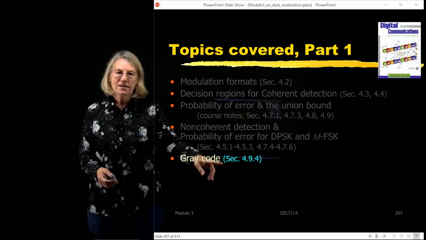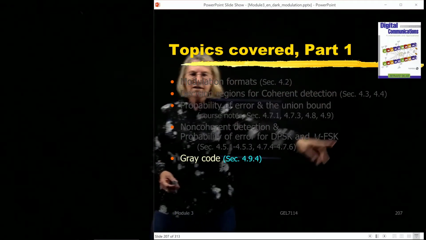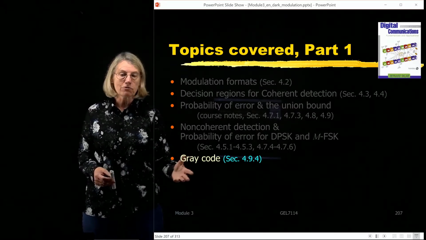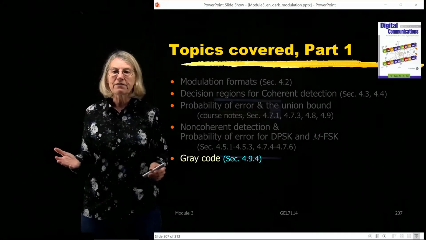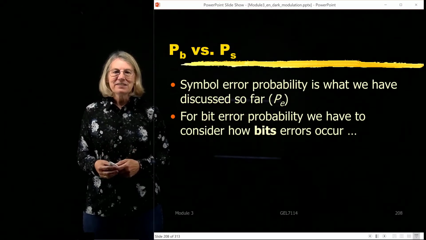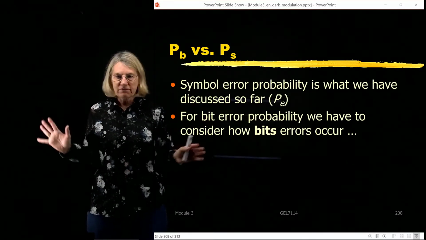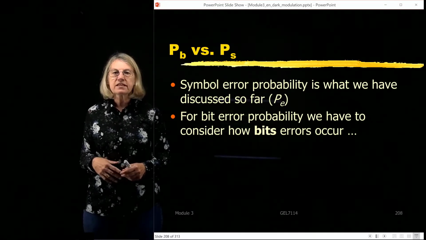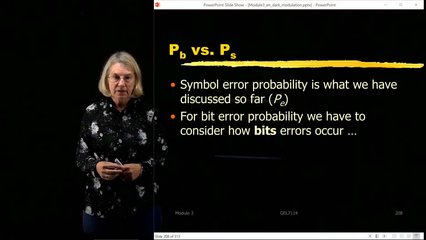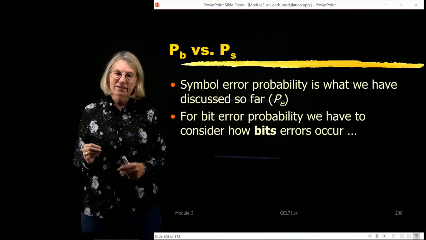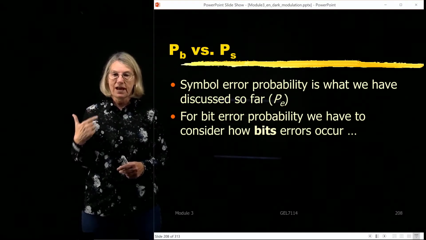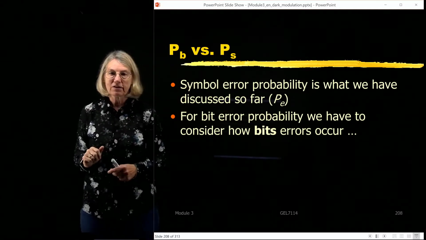So this topic is covered in the textbook from Sklar in section 4.9.4, and in particular it'll be focused there on Gray codes, but really it's talking more generally about the difference between probability of bit error and symbol error. So symbol error probability is what we've discussed so far. Every time you've seen a PE previously, it's always been symbol error, and often, of course, in the binary case, symbol and bit are the same. But we have to look at when a symbol error happens, what's going on with the bits behind those symbols. And so that's how we're going to be able to go from symbol error to bit error.